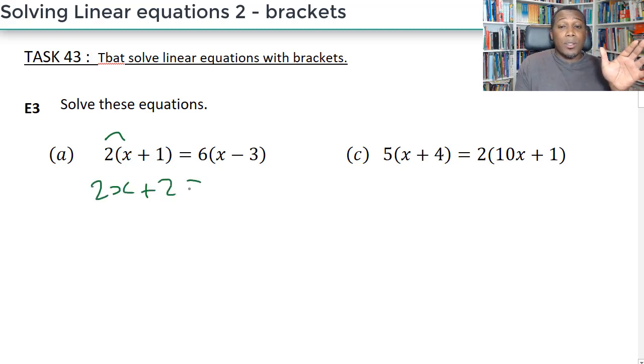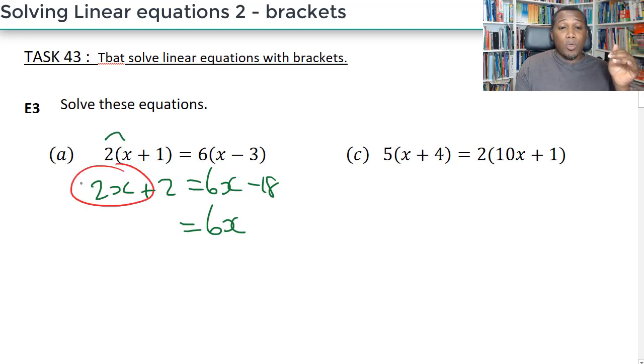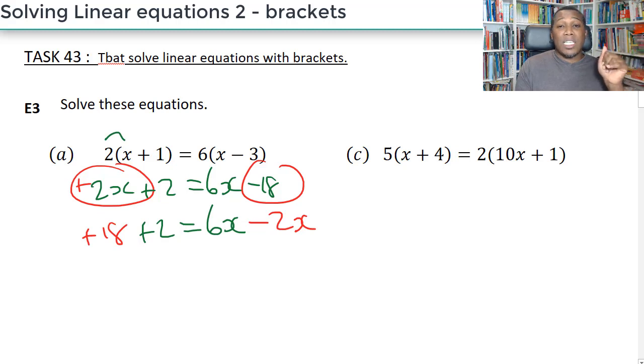2x plus 2 is equal to 6x, take away 18. I've got more x's on the right hand side, so I'm going to get all the x's on the right hand side. So the positive 2x is going to become negative 2x. That means all the numbers have to go on the left. The positive 2 is going to stay. It's the minus 18 that needs to move over, and it's going to become positive 18, and positive 2. That gives me 20. 6x, take away 2x, that gives me 4x.